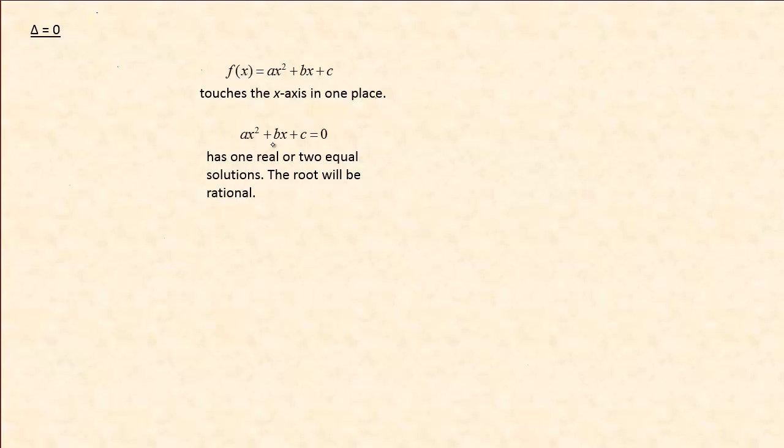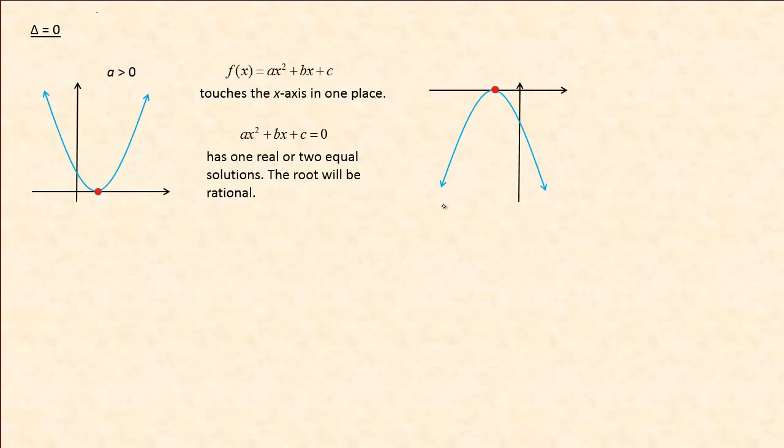Now, if delta is actually equal to 0, f of x equals ax squared plus bx plus c touches the x-axis in one place. ax squared plus bx plus c equals 0 has one real, or perhaps the best way of looking at this is two equal solutions. The root will definitely be rational. So that looks like this when a is greater than 0, and like this when a is less than 0. Remember, if a is greater than 0, we get a happy curve.